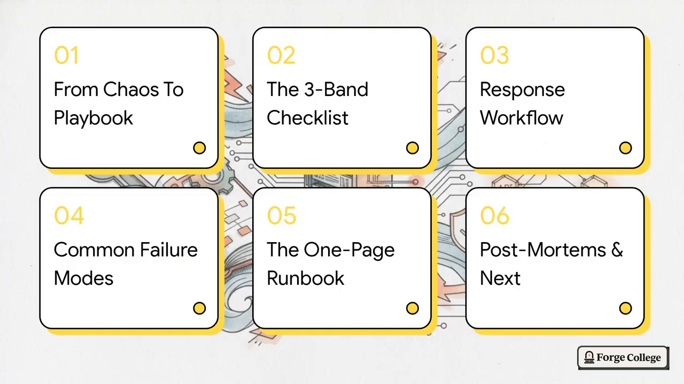All right, here's our blueprint for today. We'll start by moving from chaos to a playbook, introduce the 3-band checklist, walk through the exact incident response workflow, and then defeat some common failure modes. Finally, we'll pack all of that into a one-page runbook and wrap things up with postmortems.